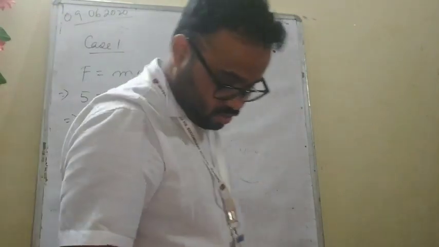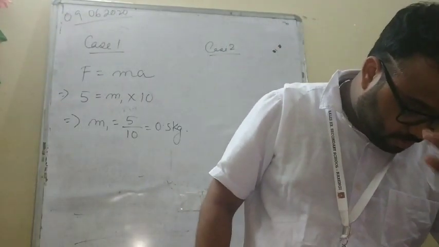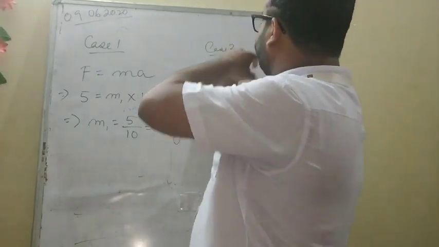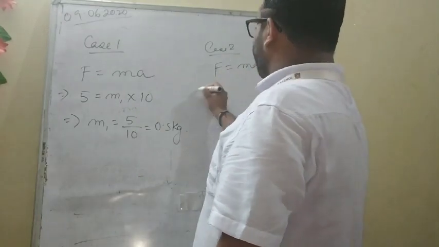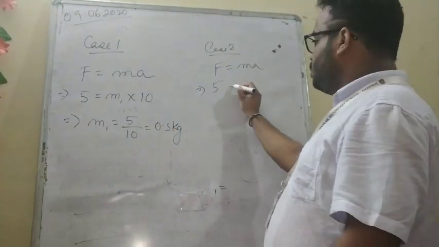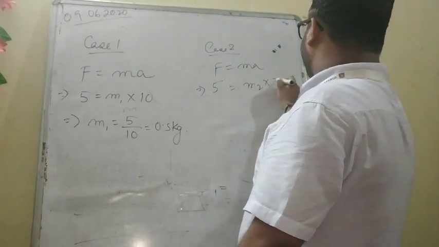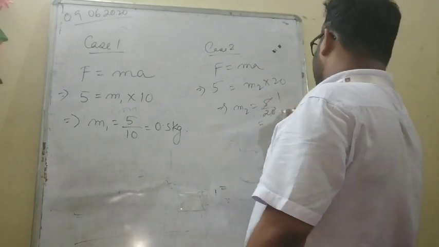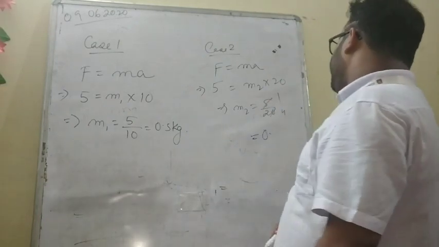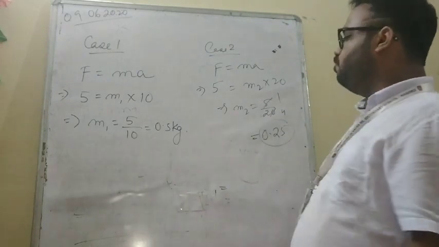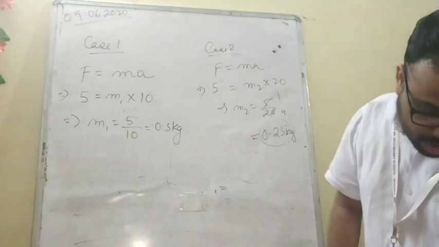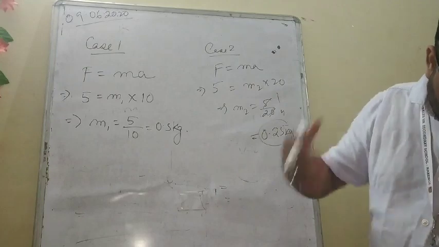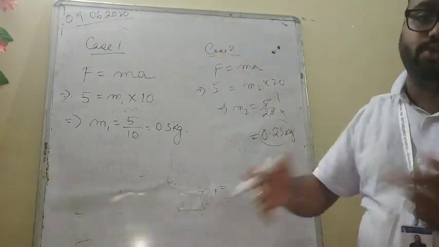Case 2, it gives a force of 5 Newton and a mass m2 an acceleration of 20. Same, F is equal to ma, force is 5, m2 into 20. This implies m2 is equal to 5 by 20, that is 0.25 kg. So one is 0.5 kg and one is 0.25 kg. Now we have the masses. Now they have asked, what acceleration would it give if both the masses were tied together?